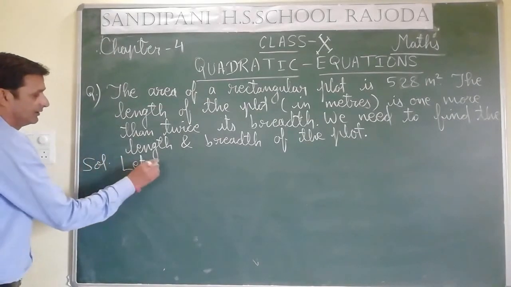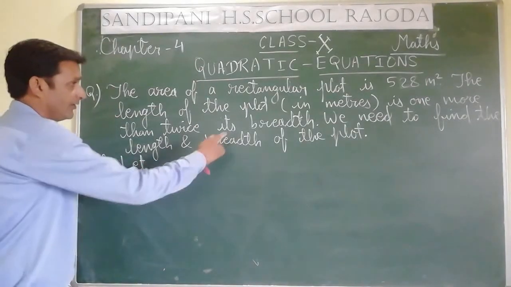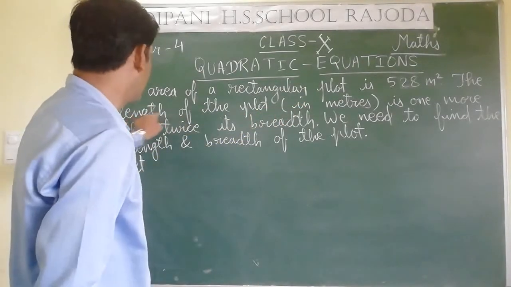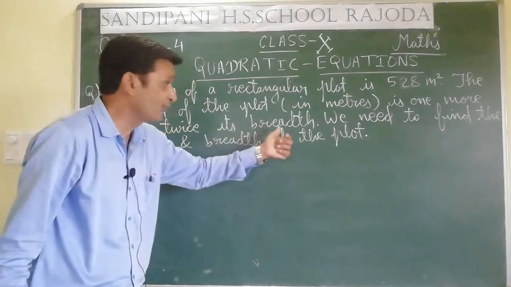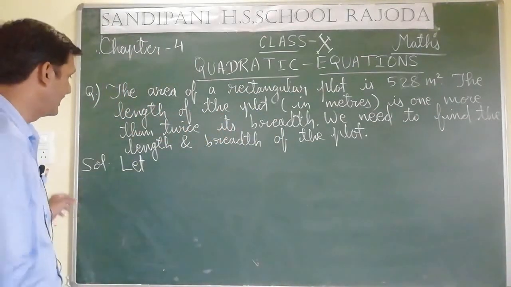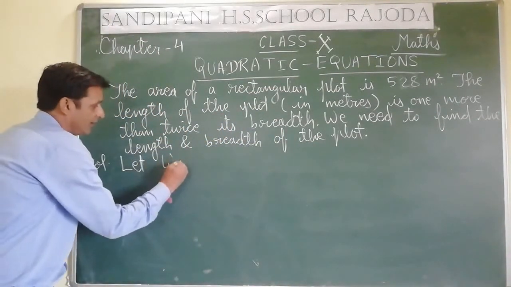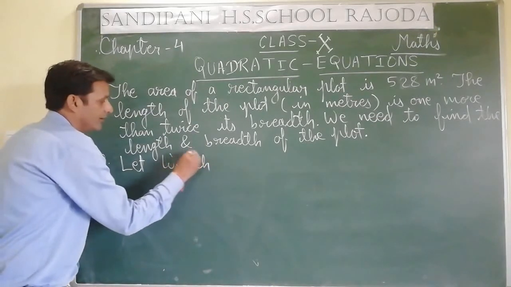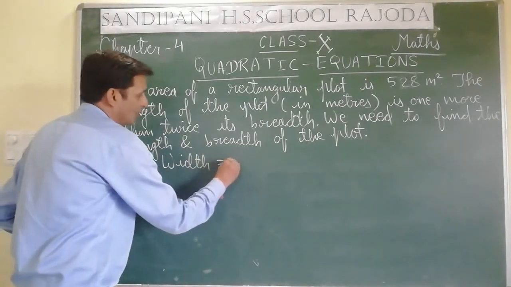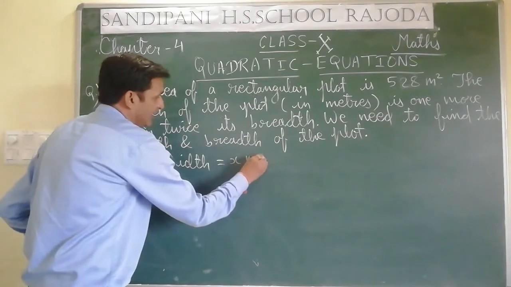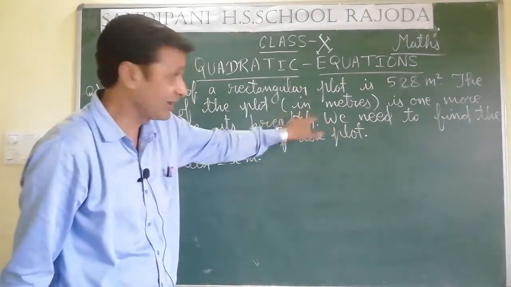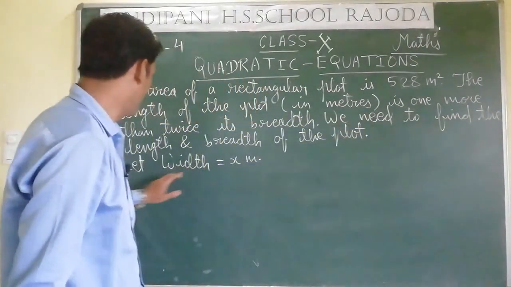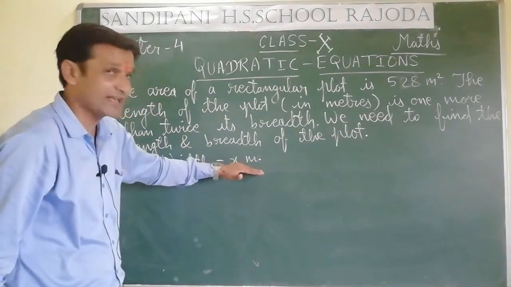Let, here one thing is given, that the length of the plot is 1 more than twice its width. So, we have to consider let width is equal to x meters. Why is it meters? Because it is mentioned in the question that it is in meters. So, we have considered width here, which is x meter.